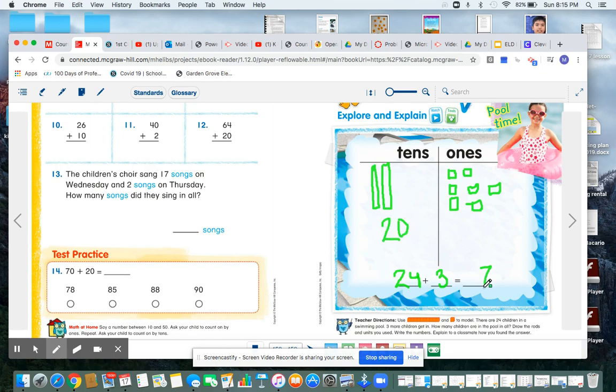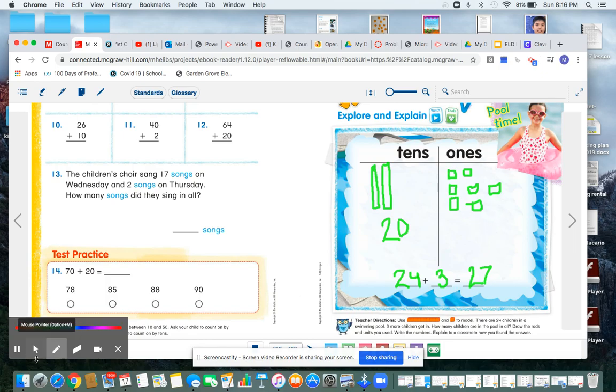But when I put 2 here and the 7, it's 27. So we need to make sure that we understand when we're writing 2, it doesn't mean just the number 2. It means 2 base 10s, which would be 20. So here, this represents 20, and then we have 7 ones.